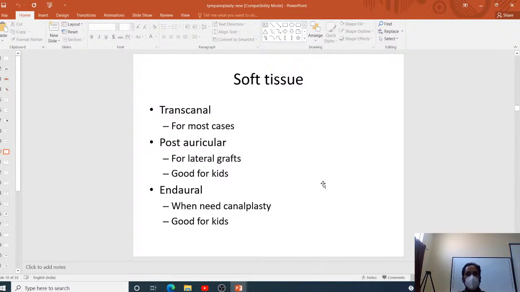Okay, and the most commonly used procedure for this tympanoplasty is, there are three different types of procedures with which you do this tympanoplasty. The first one being transcanal, the second one is post-auricular, and the third one is endaural. The most commonly performed one is the post-auricular incision, followed by transcanal and endaural incisions.